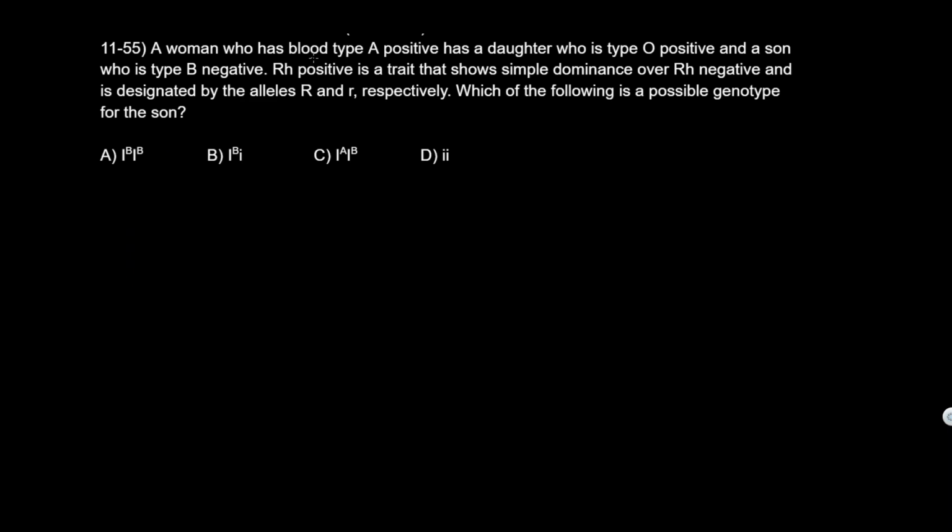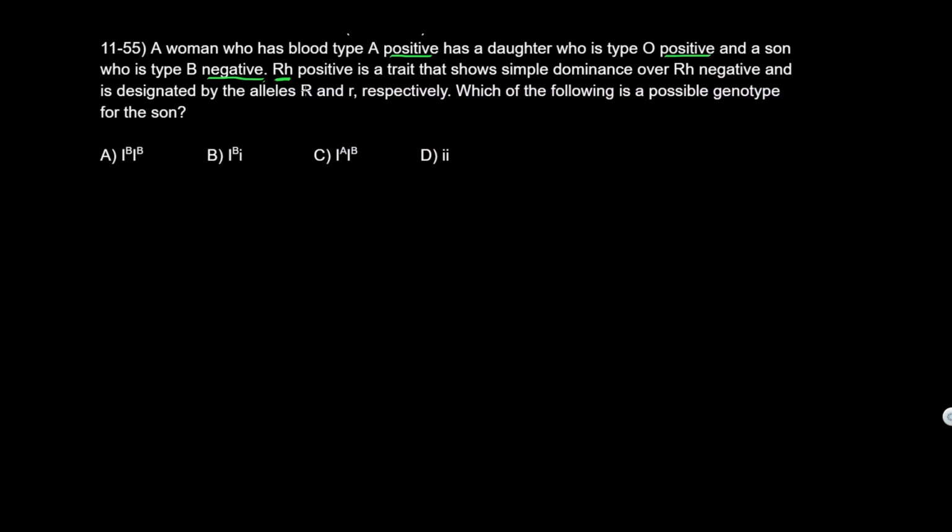It says a woman who has blood type A positive, that positive and negative type, we're talking about Rh positive. I'm going to talk about that in a minute. And a daughter who is type O positive, and a son who is type B negative.